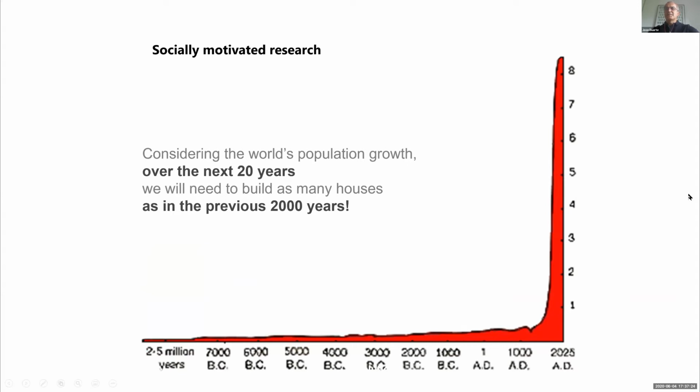And this is a big one. What you see on your screen is the graph showing the growth of human population. If you look carefully at the graph, you will have to come to the conclusion that we will need to build over the next 20 years as many houses as we have built in the past 2000 years. Again, in 20 years, as many houses as we have built in the past 2000 years. So this is a huge problem, and therefore it needs innovative solutions. This is also to say that the research of the center, although it's a technology-oriented center, is socially motivated. What concerns us is not the technology, but the people.